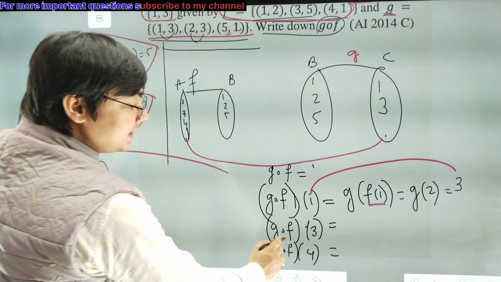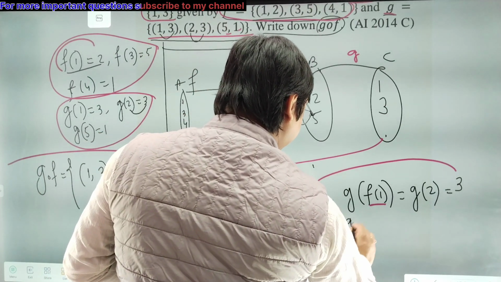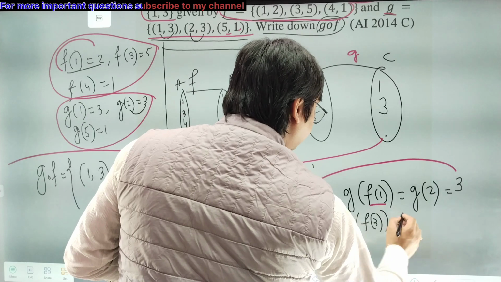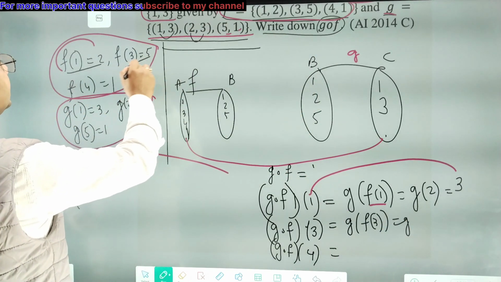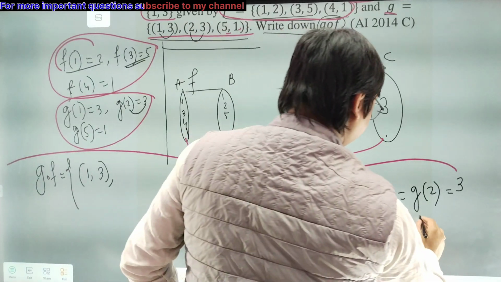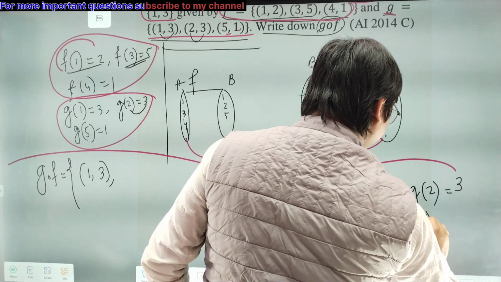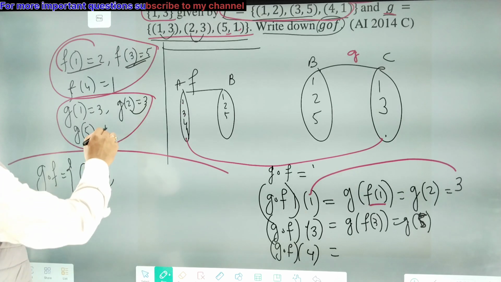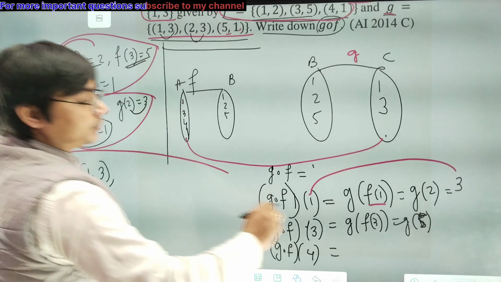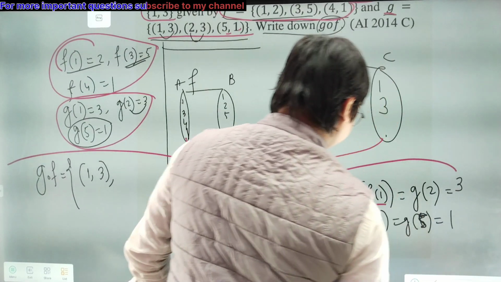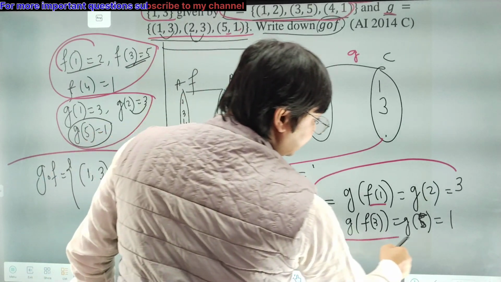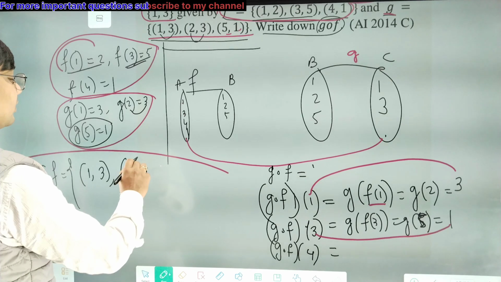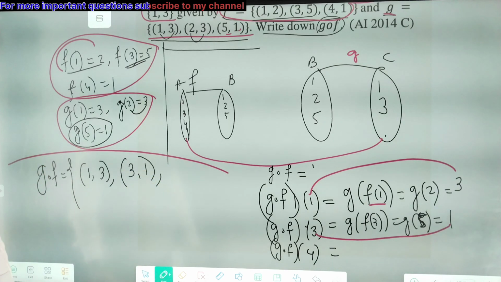Similarly you find g composite f of 3. That means this will be g of f of 3. What is f of 3 here? f of 3 is 5, so you put 5 here, and g of 5 will be here. What is the value of g of 5? g of 5 means 1, so you put 1 here. So this will be 1. That means the image of 3 will be 1, so (3, 1) will be here.